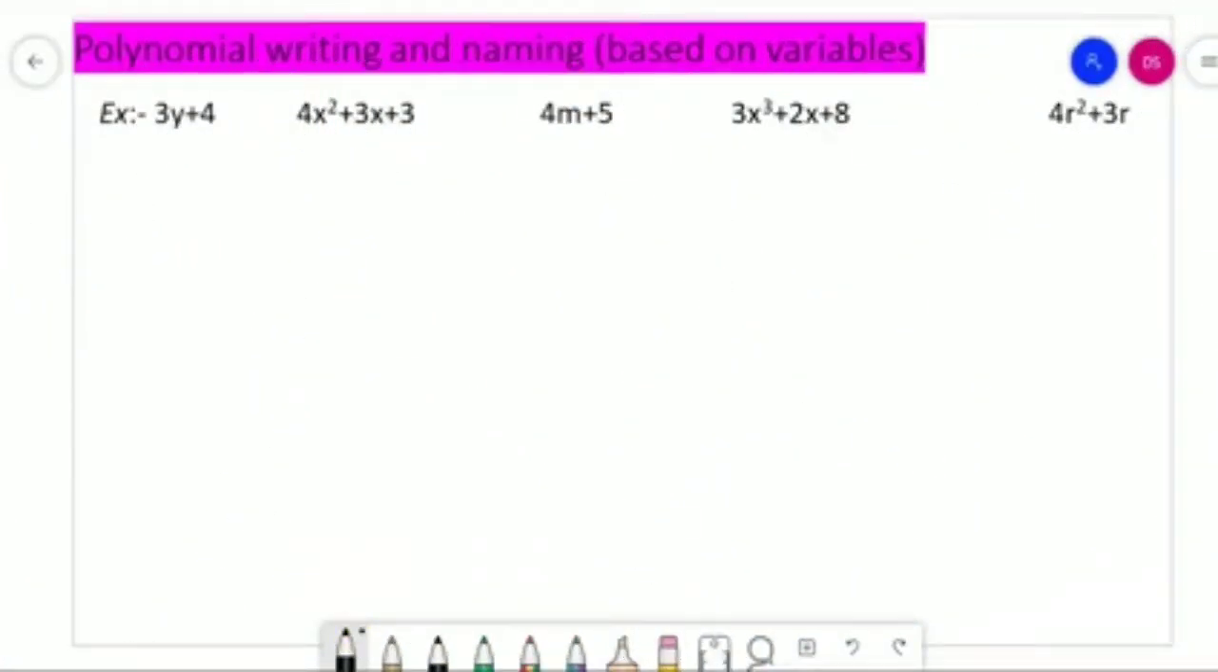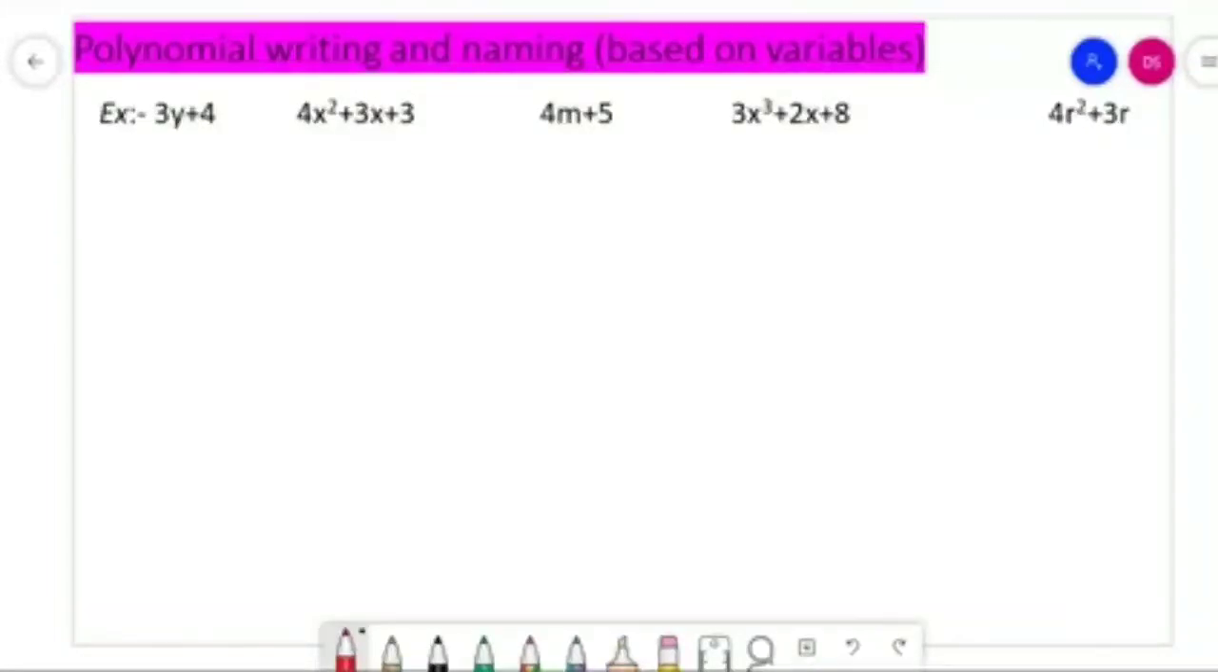In the previous class, we discussed the types of polynomials, and today we are going to discuss the nomenclature of polynomials based on variables, the values of a polynomial, and how to find the zeros of a polynomial. Okay, now see, writing a polynomial's name.